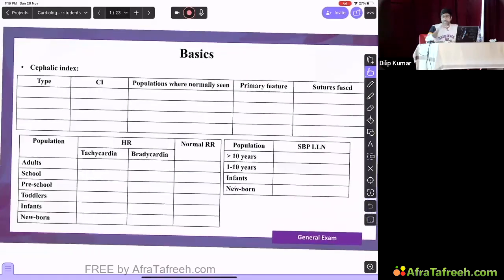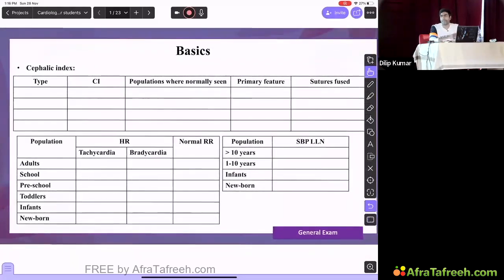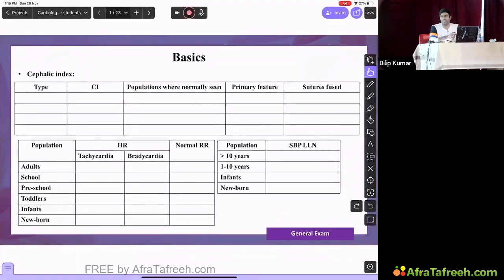In the CVS, what kind of general examination do you expect? What are the markers of congenital heart disease you are going to look for?